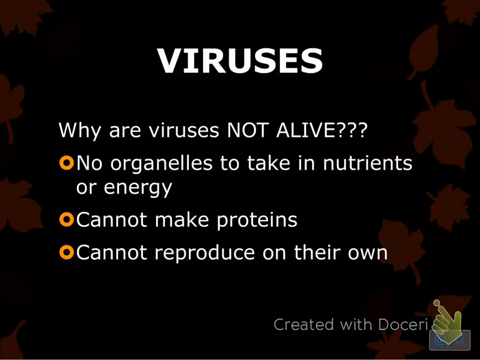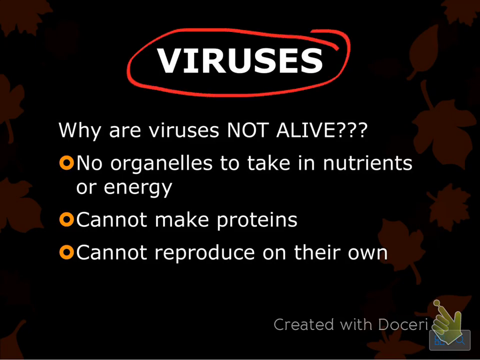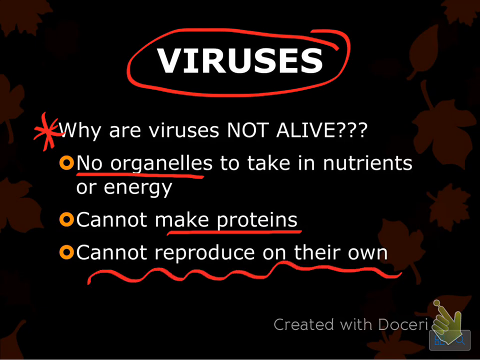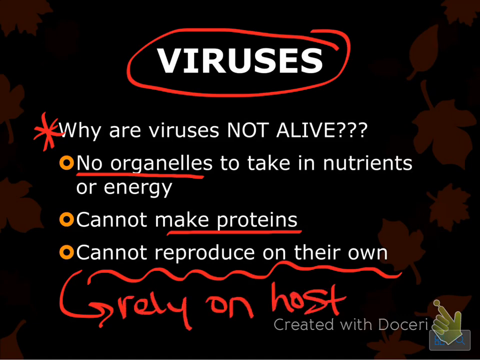Alright, so this is the second half of your notes for this unit, and these notes are going to focus on viruses. So we've already talked briefly about why viruses are not alive. Here's a few more concrete pieces of evidence as to why. They don't have organelles. No organelles. They can't take in nutrients or energy if they don't have these structures to make that happen. They also cannot make proteins. Living things must be able to make proteins. And most important, they cannot reproduce on their own. They rely on a host cell. Kind of like a parasite almost.